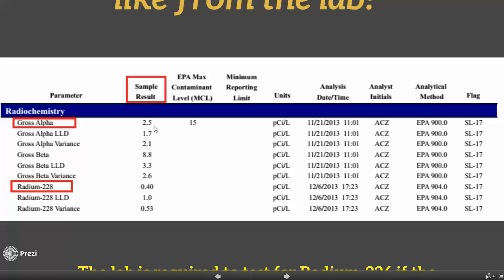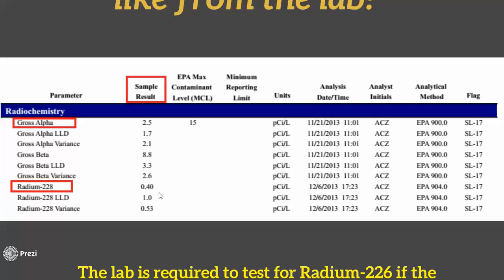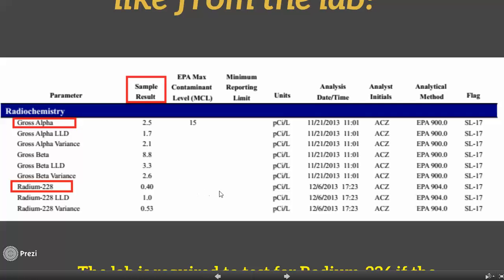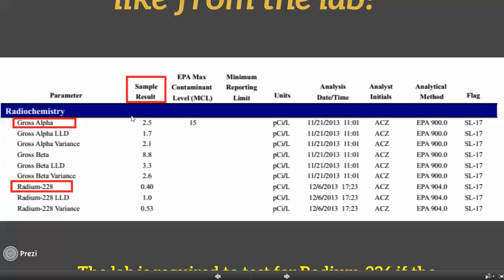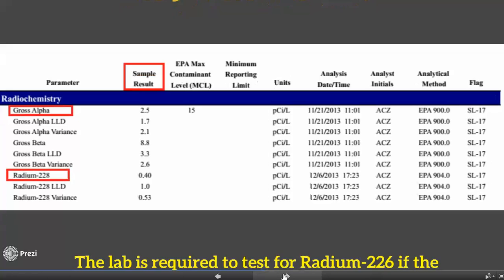So there's your result for gross alpha, and in order to have a complete rad sample, I need to see results for gross alpha and radium-228. So here's your result for radium-228, 0.4. The maximum contaminant level is 5, so you win. You've met the MCLs, you've taken the sample, the units are right, the results look great. Something to note here is that if the gross alpha result is greater than 5, then the laboratory is required to test for radium-226. So if this number were like 6.2, then I would expect to see a radium-226 result here as well. That's something you can double check with your laboratory.